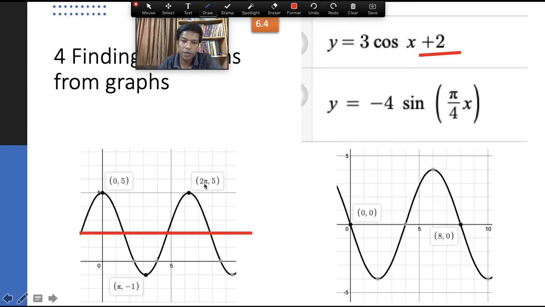And in this question, period is 2 pi, because this is 0 and this is 2 pi. So period is 2 pi. So this we can find out the period.